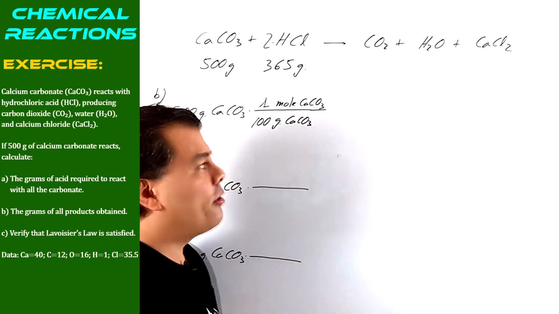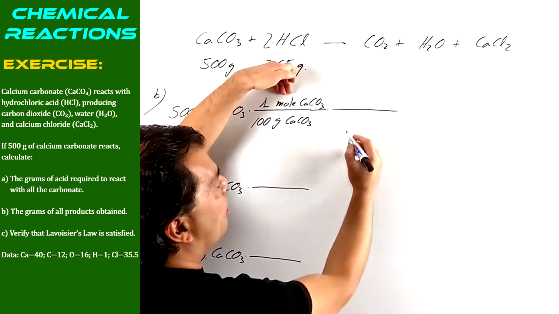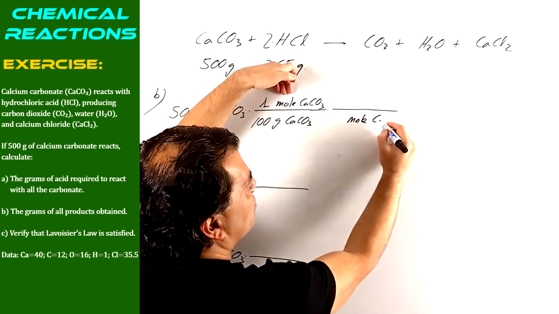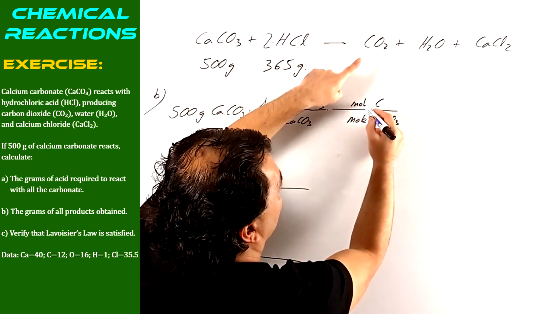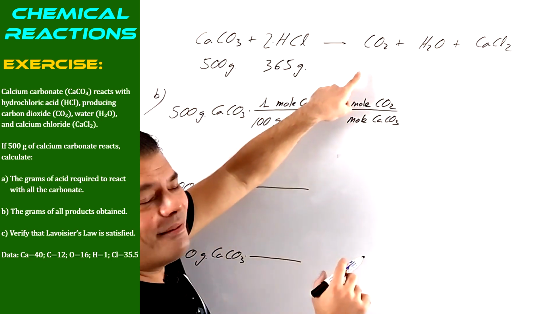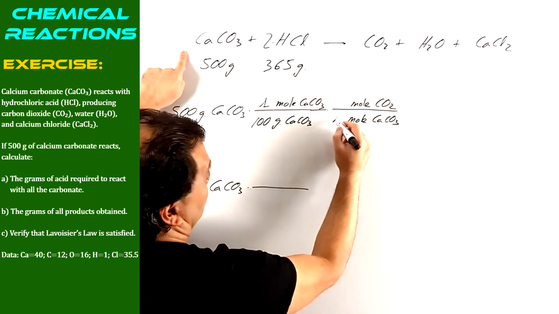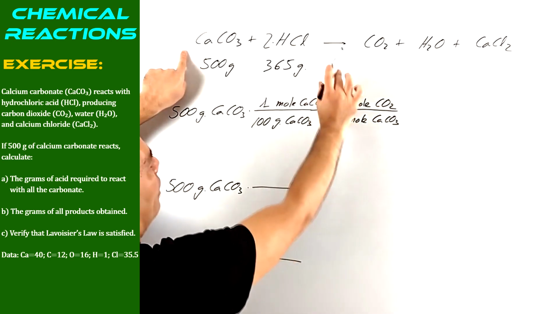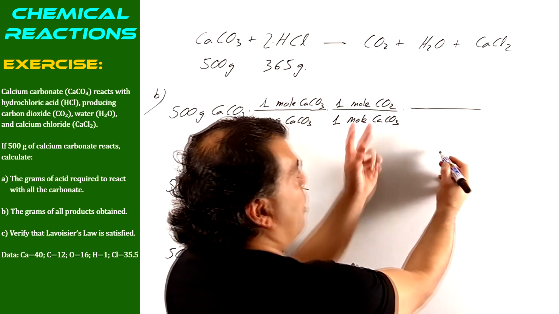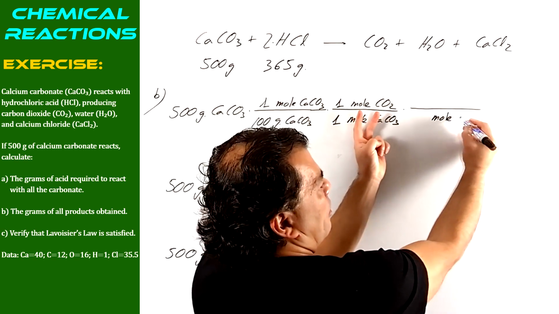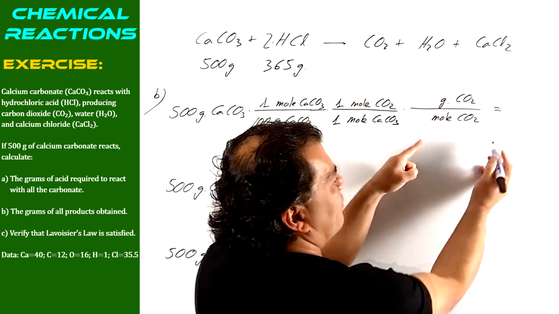Now it's time to cross the river. Let's place the second conversion factor, which serves to move from moles of calcium carbonate into moles of carbon dioxide. And here we place the stoichiometric factors, the stoichiometric coefficients, 1 and 1. Now it's time to move from moles of carbon dioxide into grams of carbon dioxide.